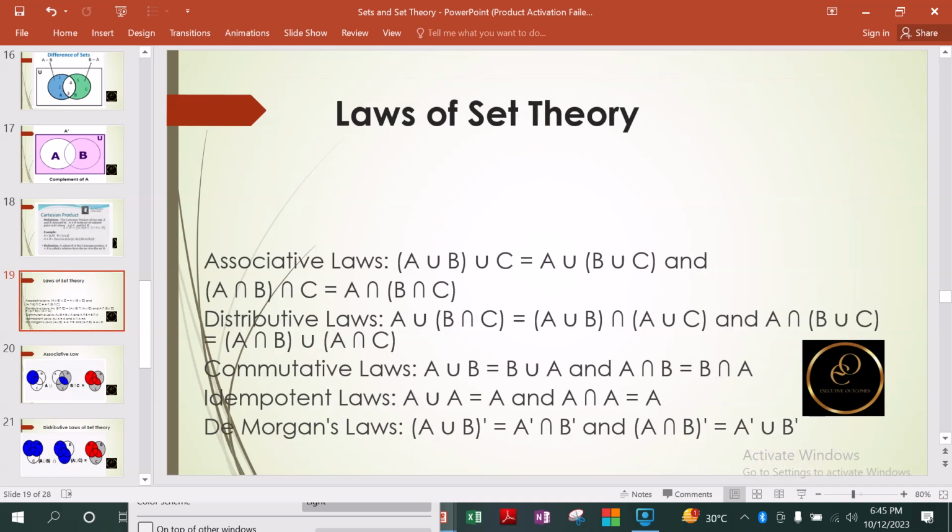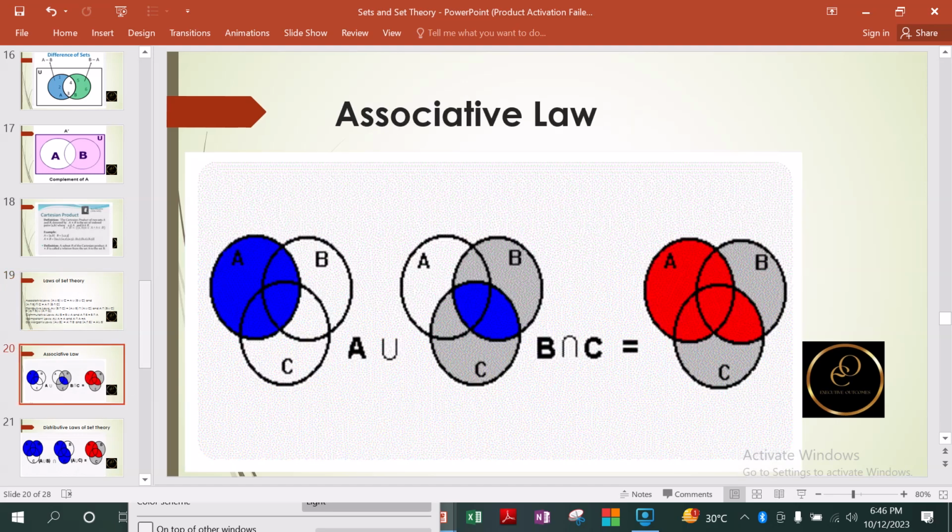Okay. These are important laws of set theory. A number of laws are supposed to be followed. You have associative laws. Associative laws, you can look at that symbolically. Associative law can be demonstrated like this.